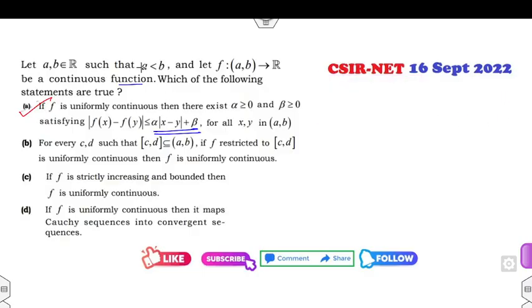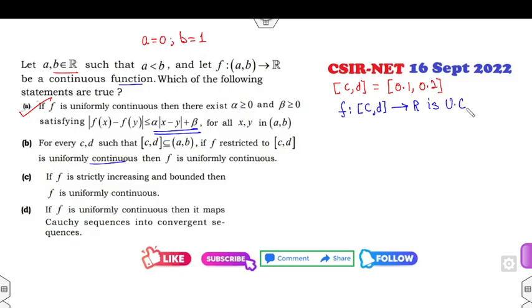Second option, for every C and D subset of (A, B), I can choose A as 0 because A and B have any number, fine. C and D any interval of this, so I can choose 0 to 0.1, 0 to 0.2, fine. If f restricted to C, D is uniformly continuous, you can define f from C, D to R as uniformly continuous. That means it's a closed interval. You have to define a function which is continuous. This is continuous, that means UC. But f is uniformly continuous also on the interval, is this function also uniformly continuous on (0, 1)? Yes, but we can't prove it this way.